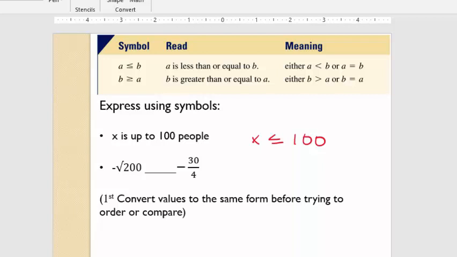So in my calculator I will put 200 square root, and that gives me -14.14. I'll put this fraction into my calculator by putting 30 divided by 4, stick a negative on it, and that gives me -7.5. And so now I need to determine which one is greater and which one is less. In fact, this -14.14 is less than -7.5. So I need to write a less than symbol. It's not equal to it, so it's strictly less than.